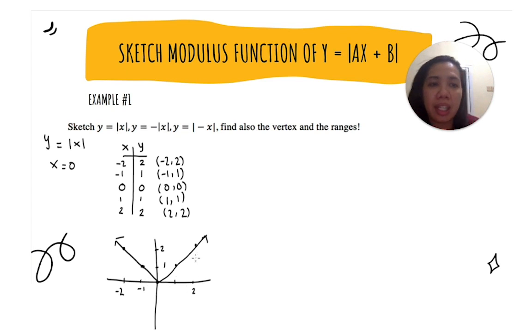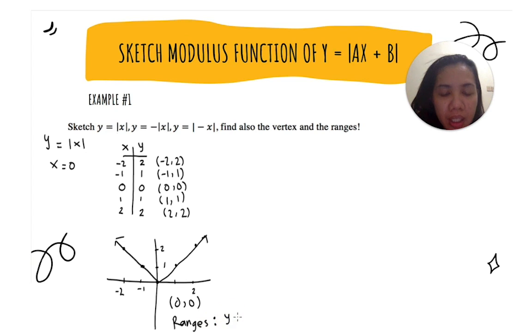It looks like a V letter with the vertex at the point 0, 0. All the graph sits on the positive value of y, or above the x-axis. Okay, now find the vertex. The vertex of this is 0, 0, and then the ranges. What is the ranges? The ranges is actually the set of values of y where the graph sits. Because the graph here sits on the x-axis upwards, the ranges is y more than or equal to 0. So this is the ranges of y equals the absolute value of x.